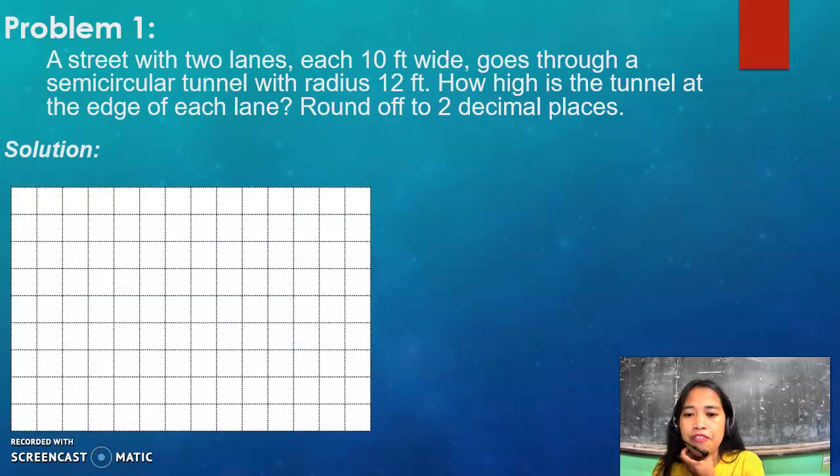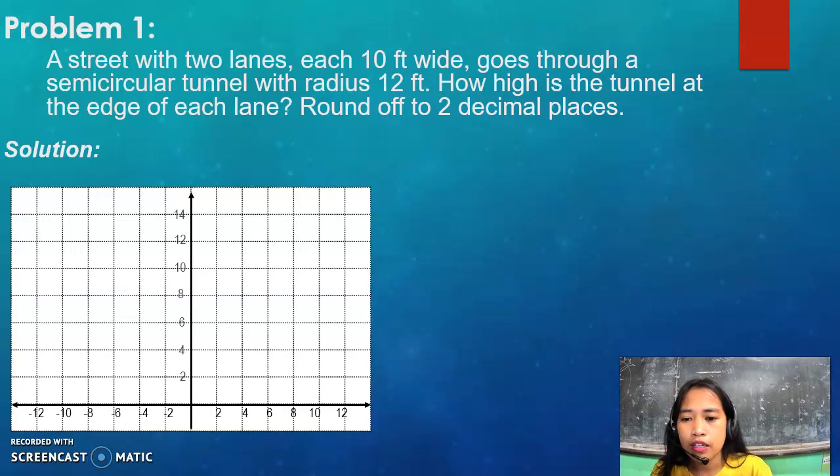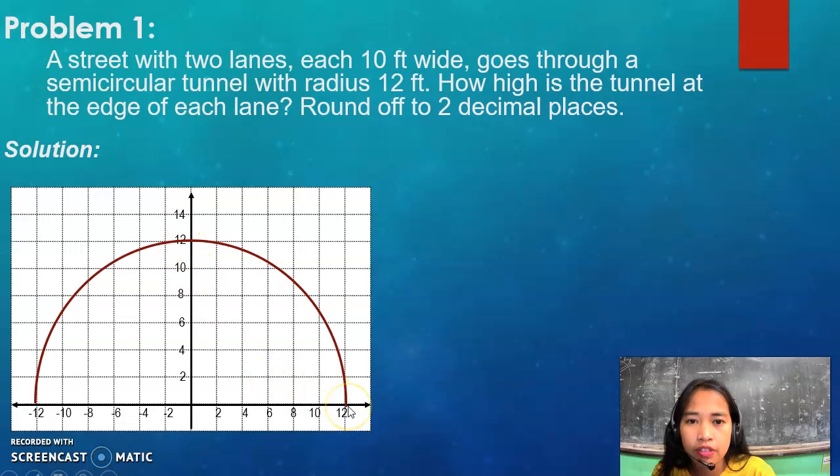So let's have a Cartesian plane. Don't forget to draw the x and y axes. Have the calibration so that your figure is specific. Since it is a semicircular tunnel with radius 12 feet, it will end at 12, 12, and 12.